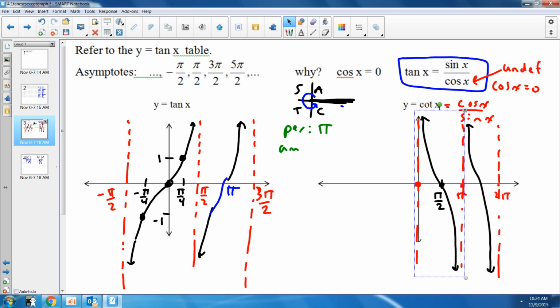The amplitude is the max minus the min divided by 2, or halfway from the middle to the top of the graph. Well, on this graph, you're going to see there is no max, there is no minimum, so you can't have an amplitude. It does not exist.